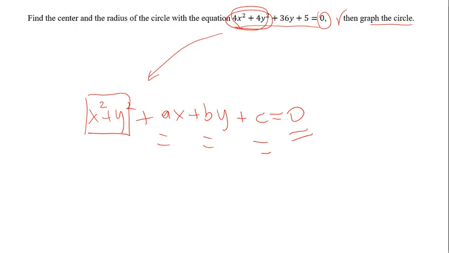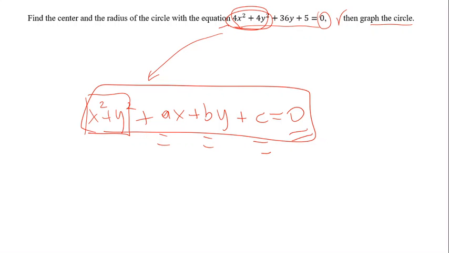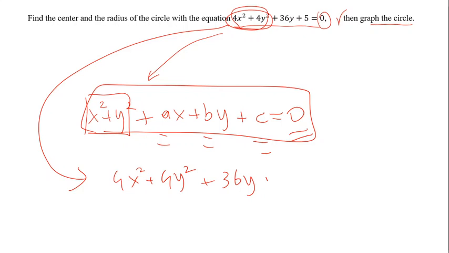So the first thing you have to do is write it in this form. How can you write it in this form? You just divide both sides by 4. So 4 divided by 0, I mean, it will be 0. And when you divide all of them by 4, this will be 4 over 4, 1. So 4 over 4, 1. And this will be 9 over 1. So it will be 9.